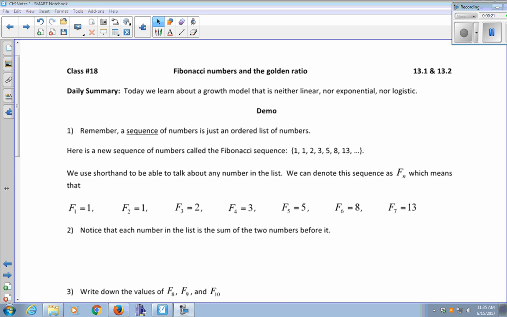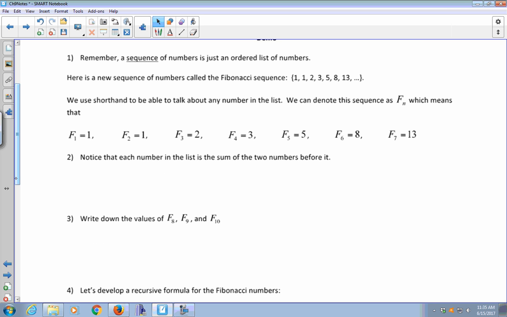So we use shorthand to be able to talk about any number in the list. We denote this sequence as f sub n, and n represents the address of the number in the list. What number in the list is it? So f sub 1 represents the first number in the list, which is 1. F sub 2 represents the second number in the list, which is 1. F sub 3 represents the third number in the list, which is 2, etc.